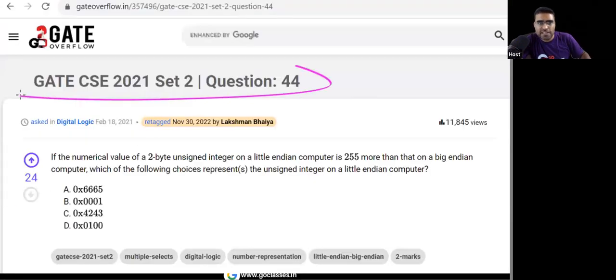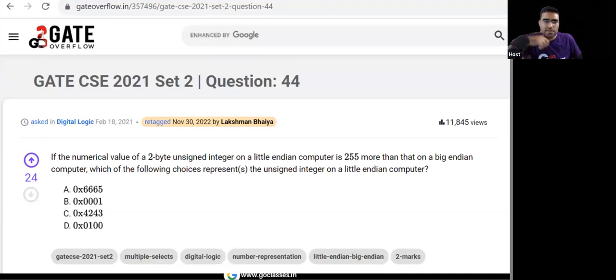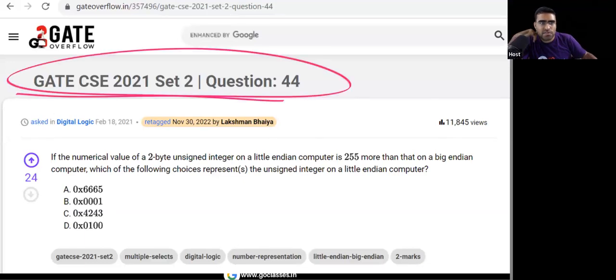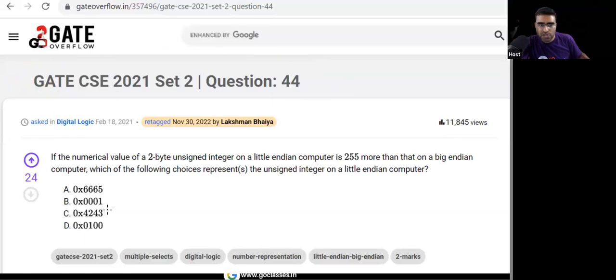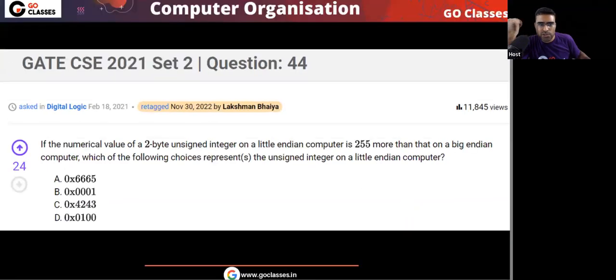Now let's solve this GATE exam question. GATE 2021. This is another nice question in the GATE exam. In GATE Computer Science 2021, set 2. This is a 2-mark question. You can see. So let's solve it. Can you take your copy and pen and solve it? This is a nice question. So let's solve. Read this question carefully.